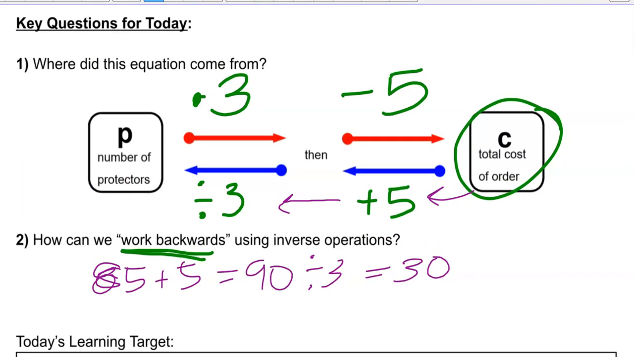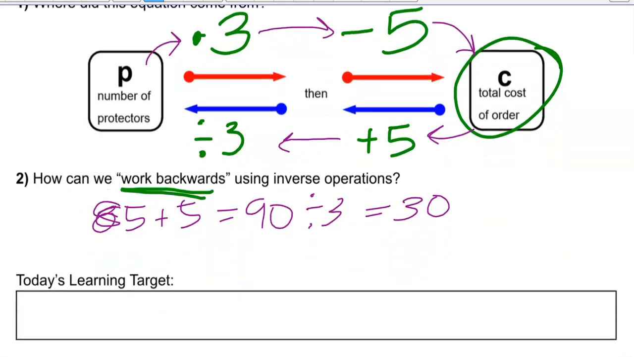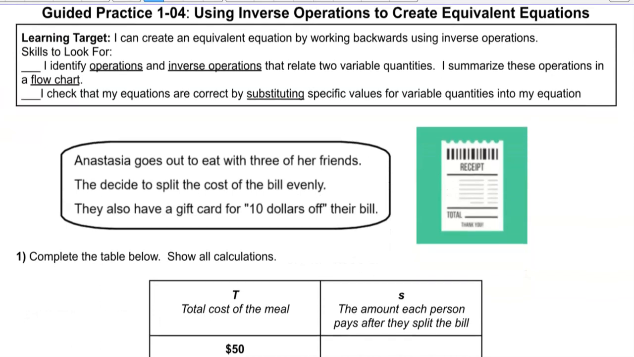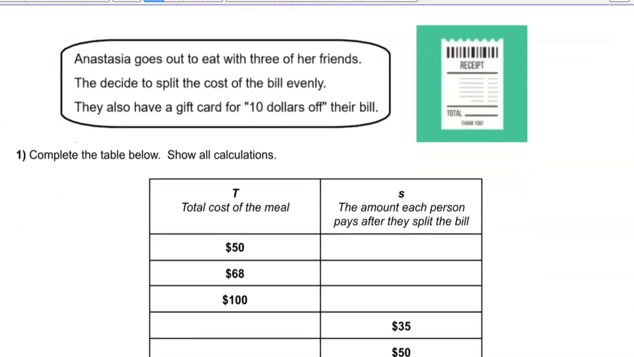And to check your answer, you can always take this 30 and plug it back in this way, and you should get the same answer. So for the guided practice piece of this, we are looking at a similar situation where Anastasia is going out to eat with 3 of her friends, and they are trying to split the bill evenly, but they also have a gift card for $10 off their bill.